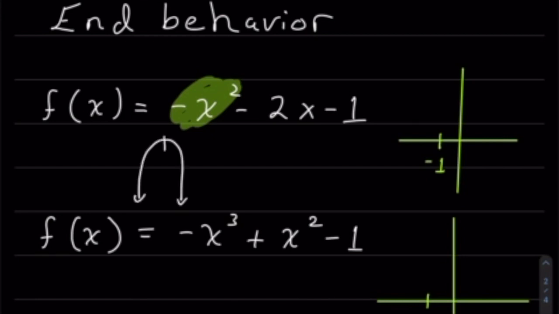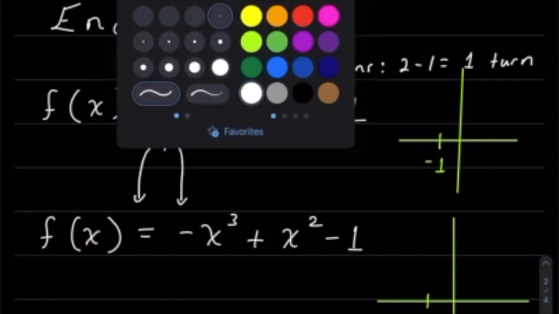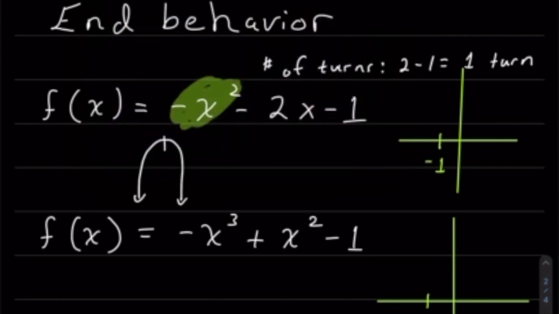But how else can we know where the ends go? Well, we know a few things. We know that the number of turns is connected to the highest exponent. That's easy. So 2 minus 1 equals 1 turn. So once we know that it has only 1 turn, we know that both ends go in the same direction. Okay, so if we were just sketching the end behavior, we would say that both ends fall to the left and fall to the right.